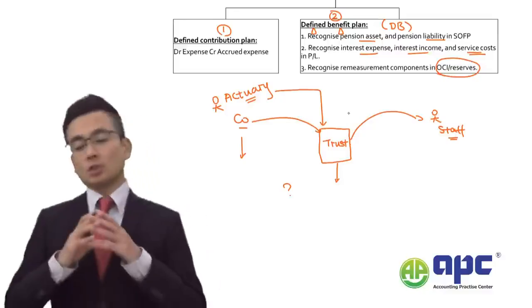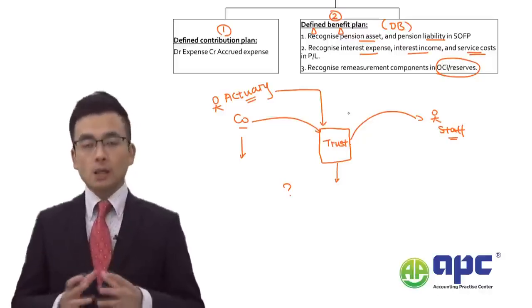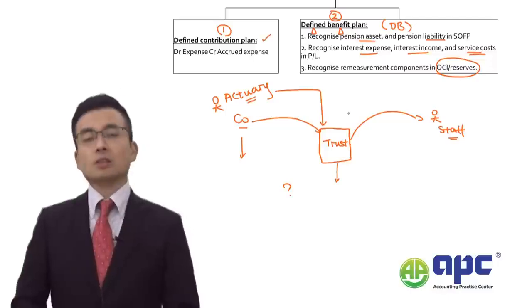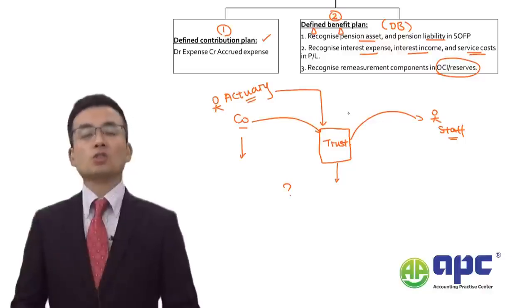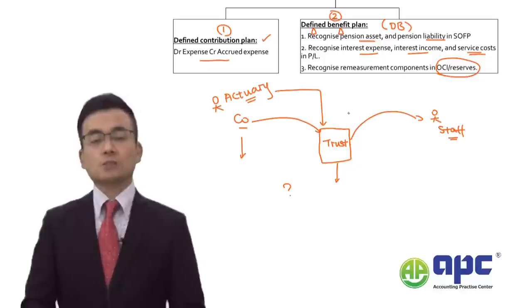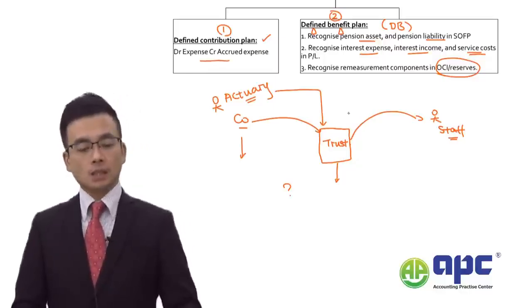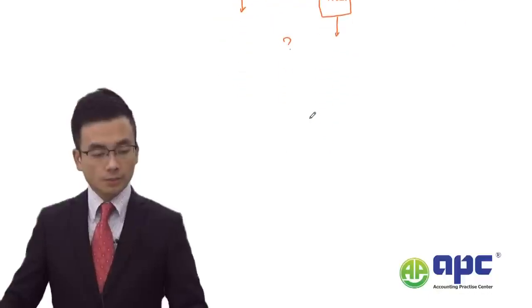But if the company does not promise the staff how much money they will get when they retire, it will fall into the defined contribution category, or the defined contribution plan. So what we can do when we transfer the money into a trustee, into a trust company, is simply recognise the expense and credit the accrued expense liability in each and every year, and that's how we do it. Okay.